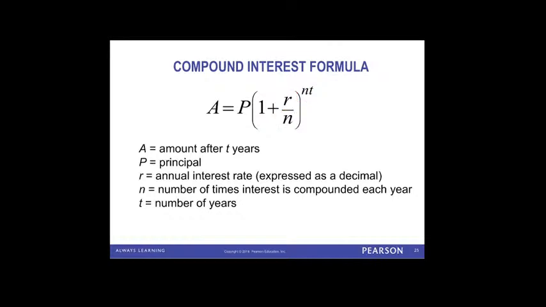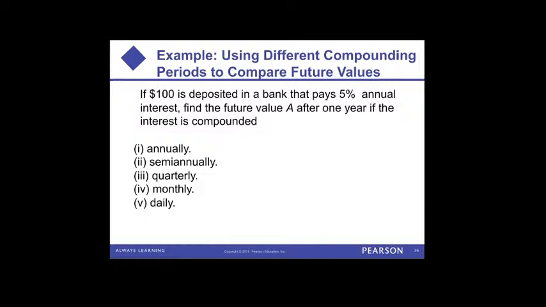I'm being a little bit lazy. I'll do a few of these. So say we have $100 deposited into a bank that pays 5% annual interest. Find the future value A after 1 year if the interest is compounded annually, then semi-annually, quarterly, monthly, daily, and so on, all right?